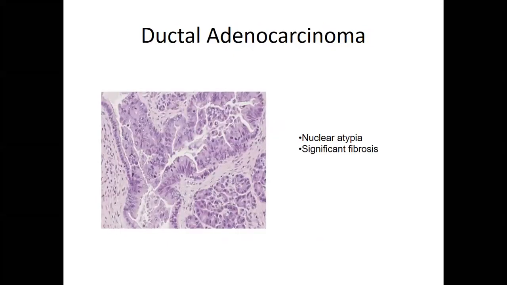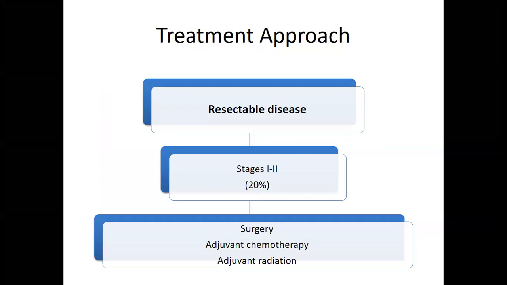Well, this is the slide showing the histological picture of ductal adenocarcinoma. There are nuclear atypical cells. There's significant fibrosis. Now, the treatment approach depends on whether it's a resectable disease or not. Usually stage 1 and 2, we say that it's 20% resectable. So adjuvant chemotherapy and adjuvant radiation can be given after the surgery.